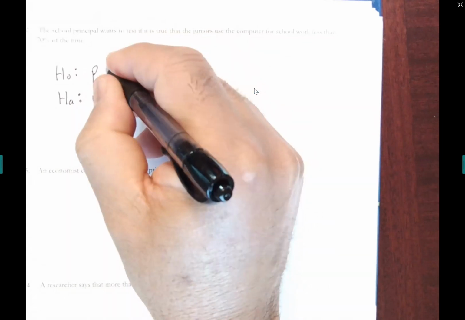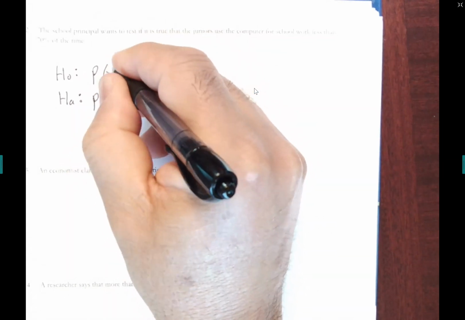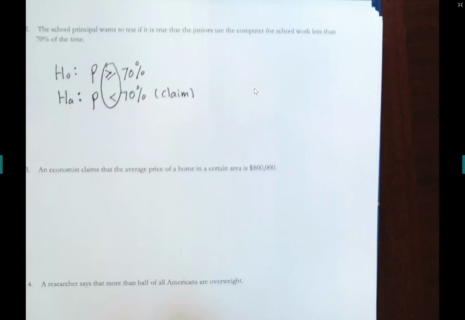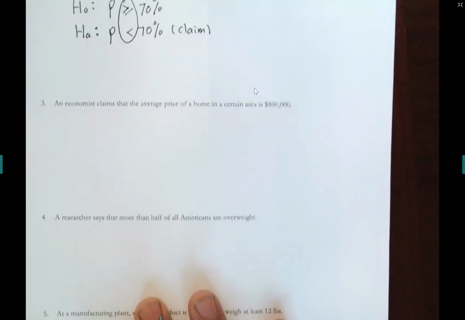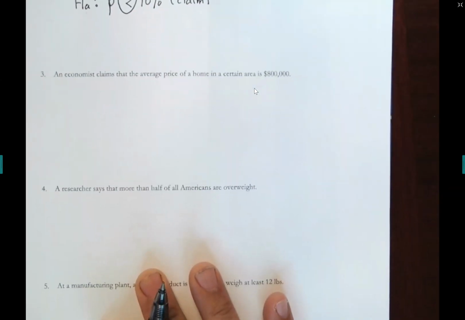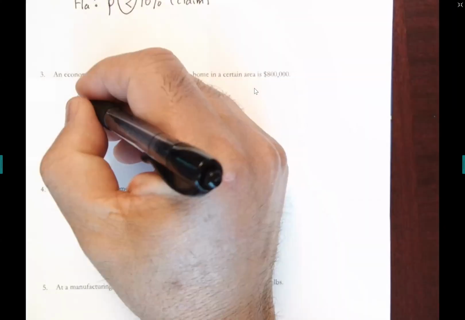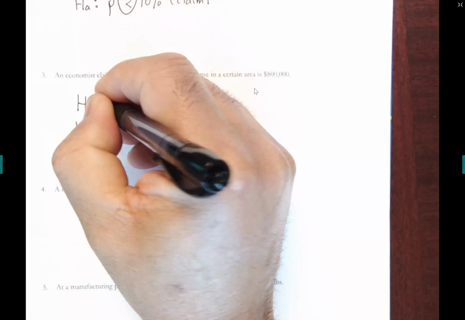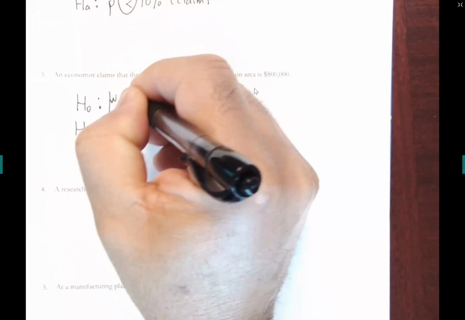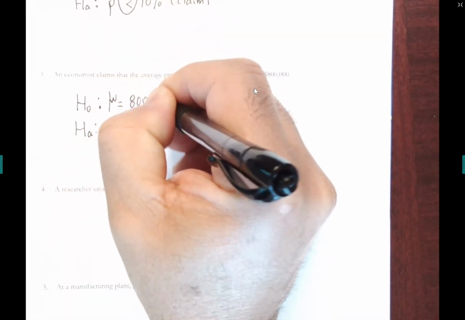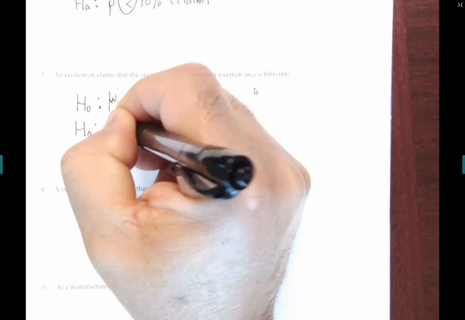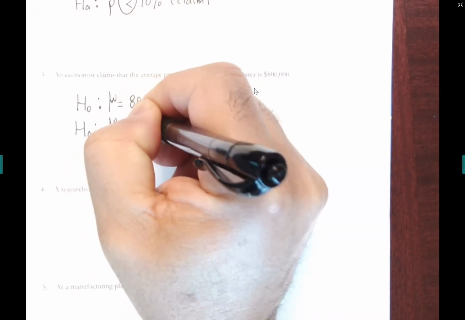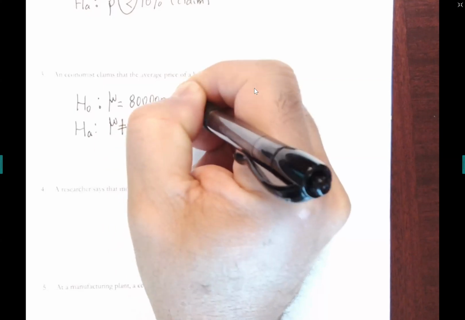Remember, guys, these two come together. Always, always, always. No exceptions. An economist claims that the average price of a home in a certain area is 800,000. That is an equal sign, guys. And then you know for sure that this is not equal here. And the claim happened to be in H0.